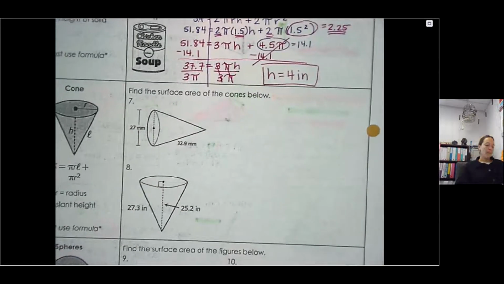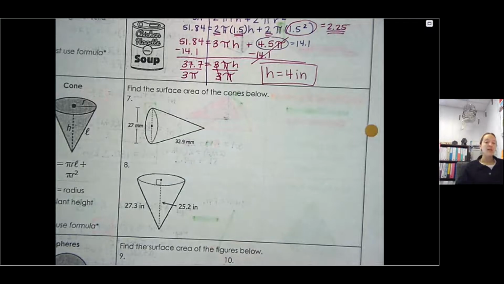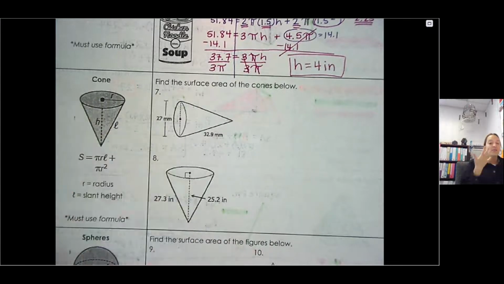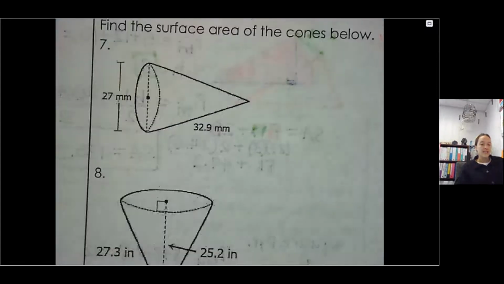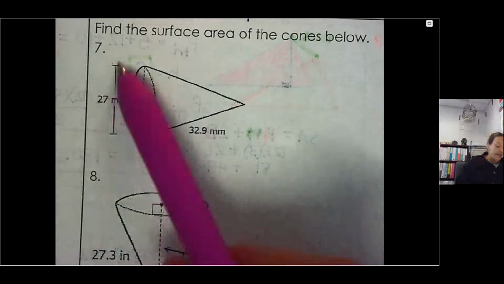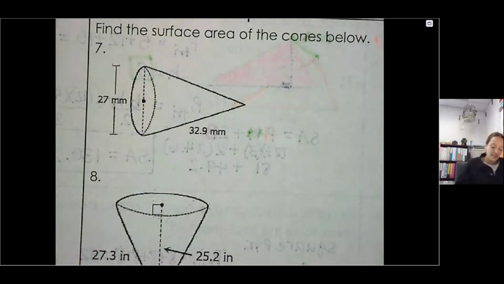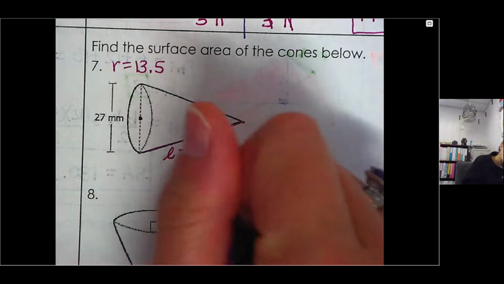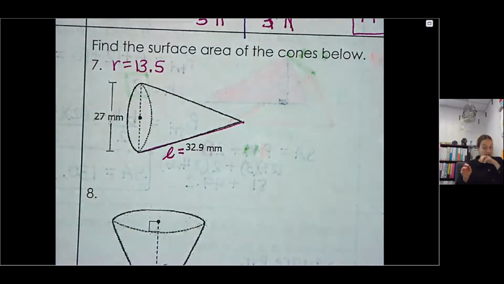Okay, last few. Find surface area of the cones below. Again, cones are easy. The only thing you really need, you need the radius, you need the height, and you need the slant height, and then you plug it in. So for number 7, I noticed that I have the diameter is 27. So I want to take half of 27 to get me a radius, which is 13.5. I know that my L value, which is my slant height, is this number right here, which is 32.9. That's my slant height. And I don't need anything else for the equation.